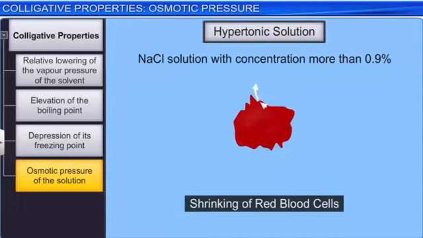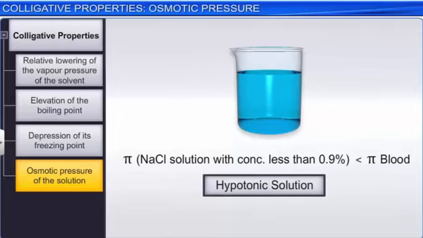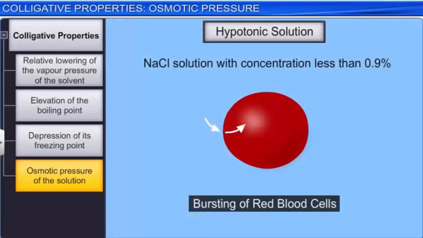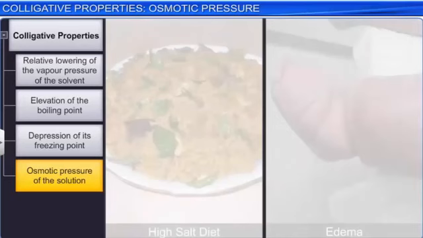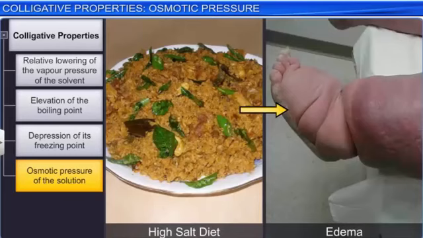On the other hand, a sodium chloride solution with a concentration less than 0.9% mass by volume is called a hypotonic solution, and red blood cells swell up and may even burst when placed in this solution. It is important to note that a high intake of salt in the diet can lead to a higher concentration of fluids in the body tissues because of osmosis. This will result in swelling and puffiness of body parts, which is known as edema.